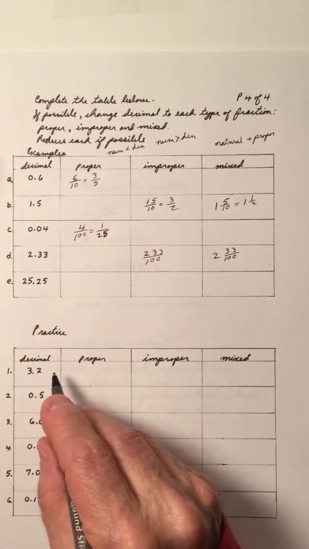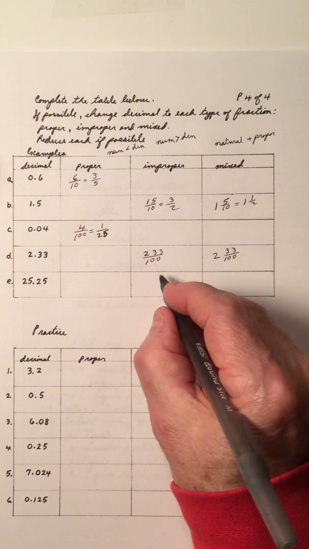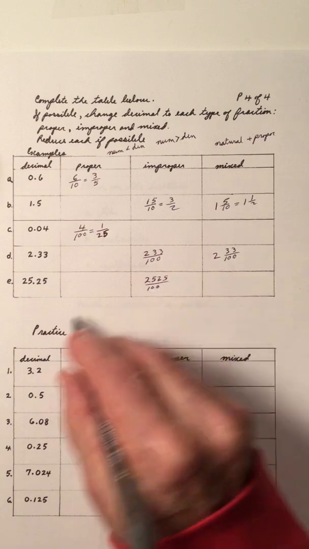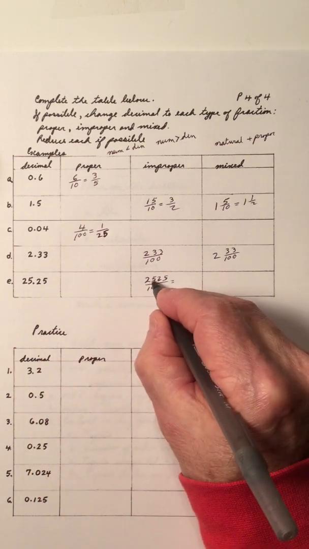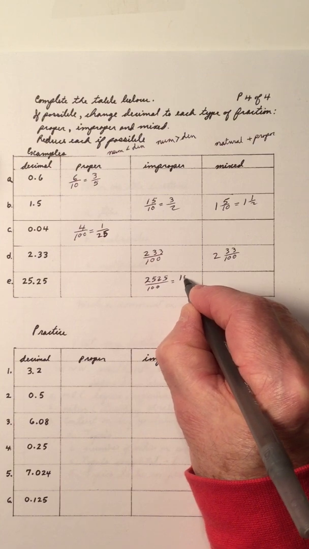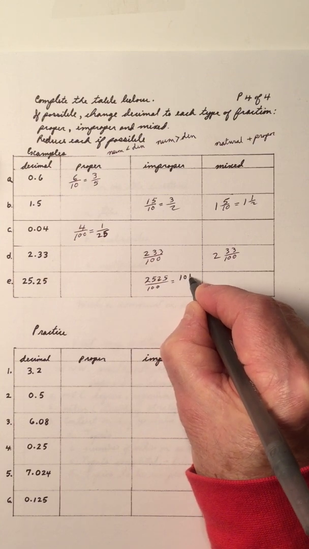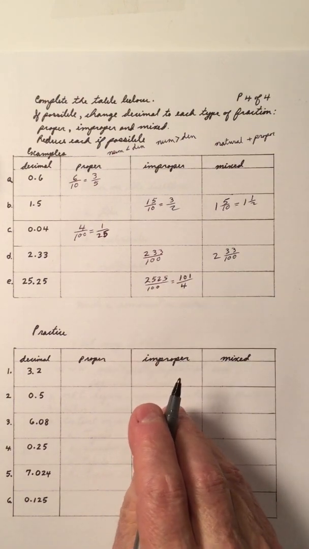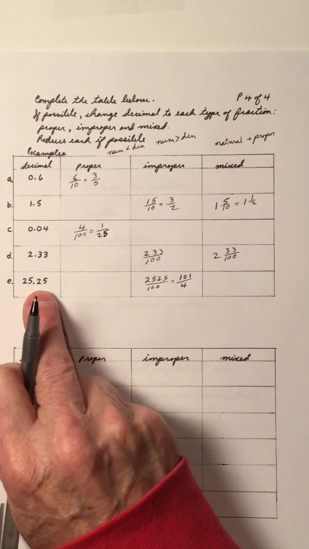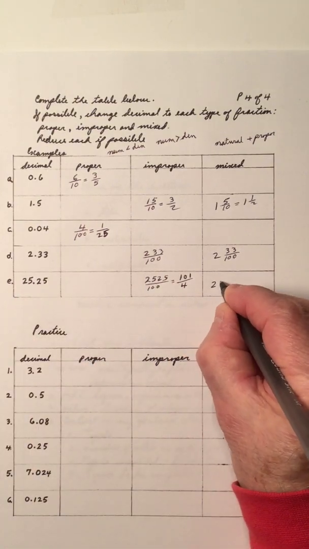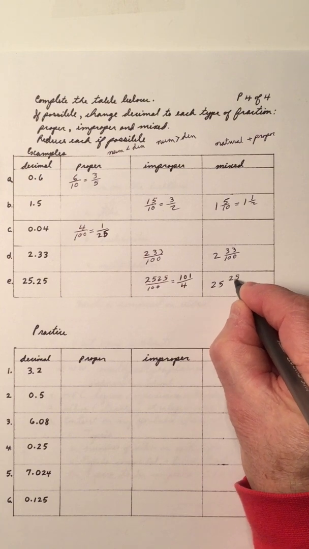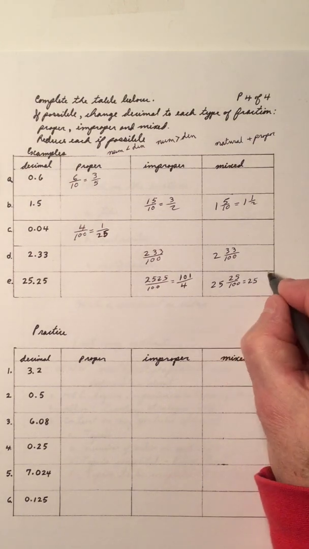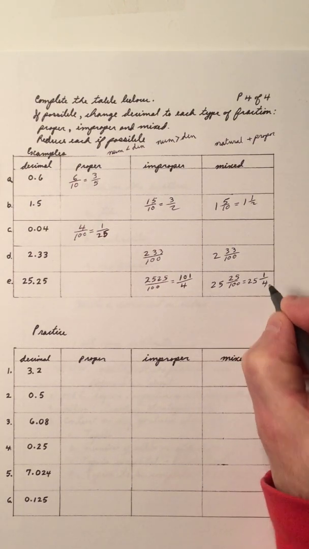Next, 25.25. That can't be a proper fraction. Improper is 2525 over 100, last place value. And we reduce that. 25 into 25 goes once. It can't go into 2, it goes into 25 so it's 101. And 25 into 100 goes 4. So try your calculator: 101 divided by 4 should give you 25.25. And the mixed number is 25 and 25 over 100. So that's 25, and 25 goes into 25 once, 25 goes into 100 4 times.